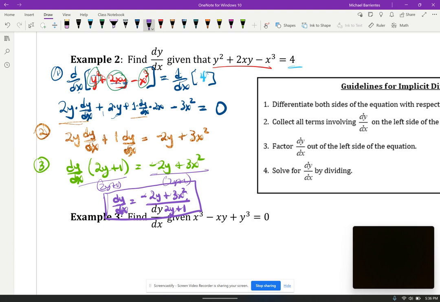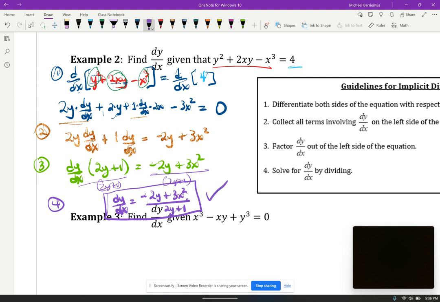Here are the 4 steps we need. Step 1, implicitly take the derivative of both sides. Step 2, move anything that doesn't have a dy dx to the right side, anything that does have a dy dx to the left side. Step 3, factor out a dy dx. Step 4, divide both sides by whatever you're left multiplying by dy dx, and you have your derivative equation.